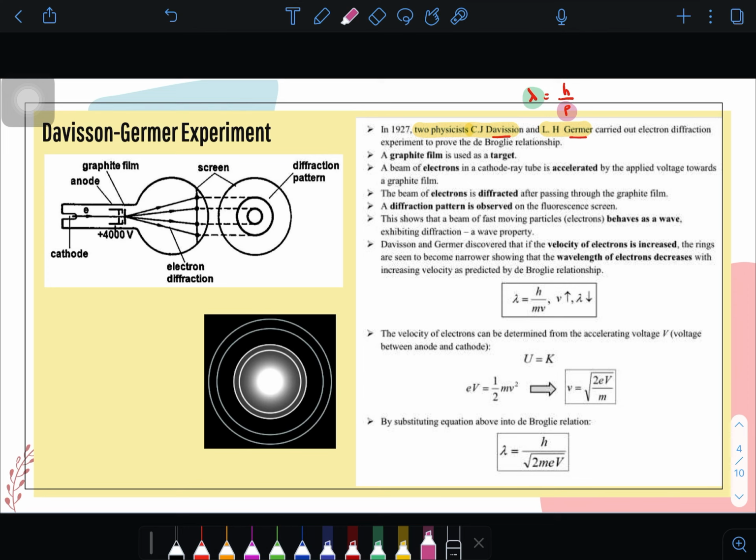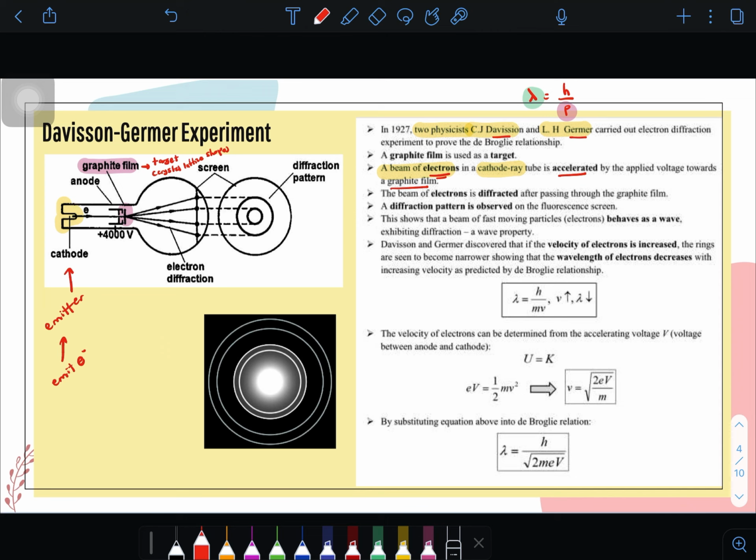Okay, so a beam of electron in cathode ray. So as we know, a cathode here, okay, cathode, dia bertindak as a emitter. Okay, dia emitter dan dia emit electron. Okay, so a beam of electron, maksudnya ada banyak elektron. Beam of electrons in a cathode ray tube is accelerated by applied voltage toward a graphite film.